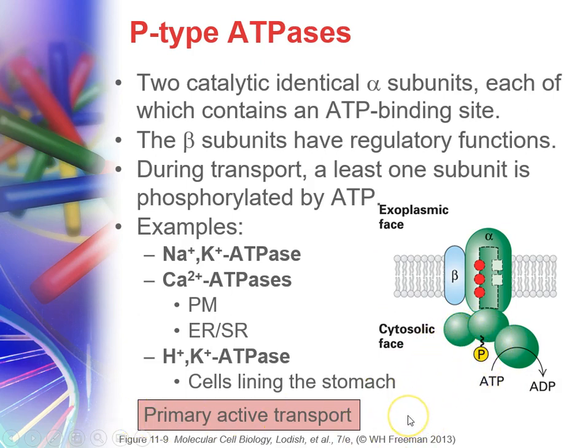This is something called primary active transport. So we'll talk about secondary active transport at the end. So primary active transport is pay me now, and secondary active transport is pay me later. So primary active transport means that when the transport process happens, that ATP is hydrolyzed, so you pay the price upfront.